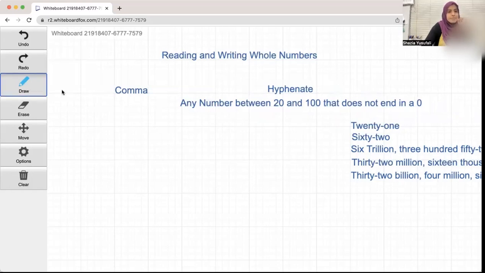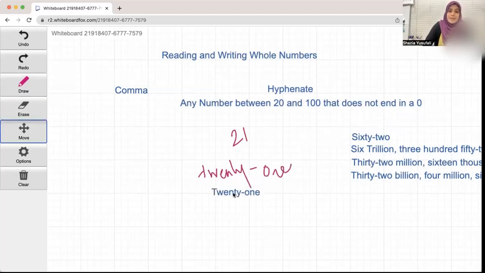If I were to write the number 21, how do I write this in text? I would write twenty-one. And I know I have bad handwriting. That's why I should have something written out nicely for you. Twenty-one. You see the hyphen there?